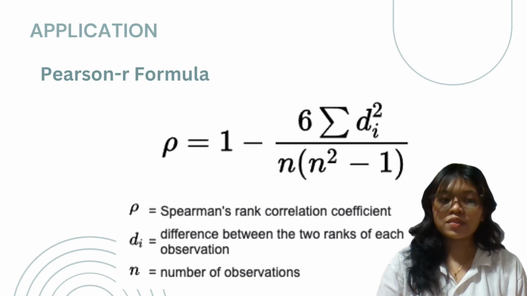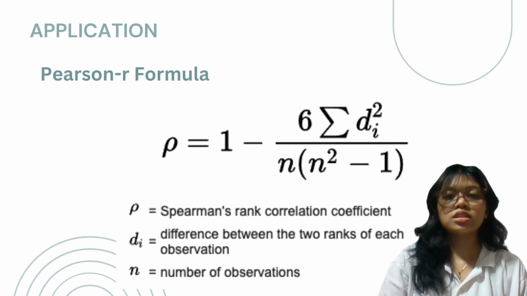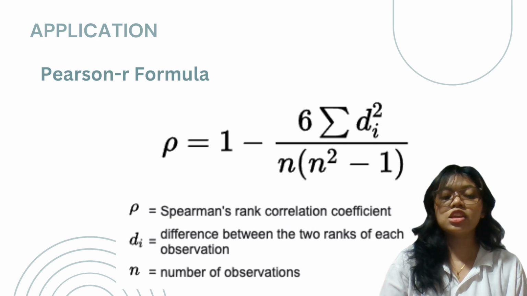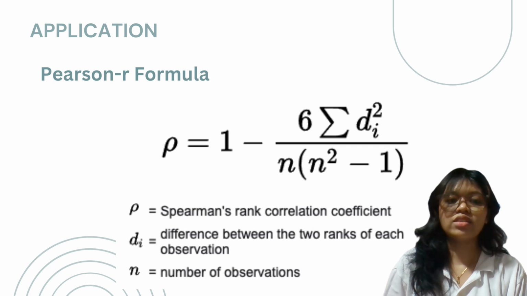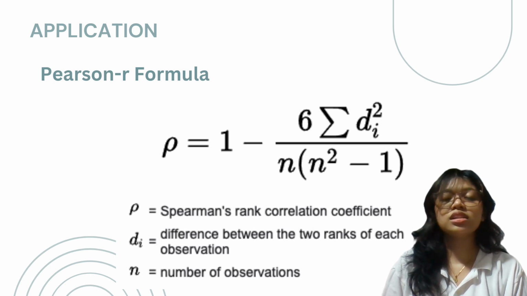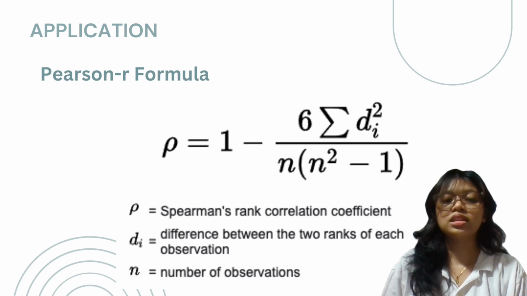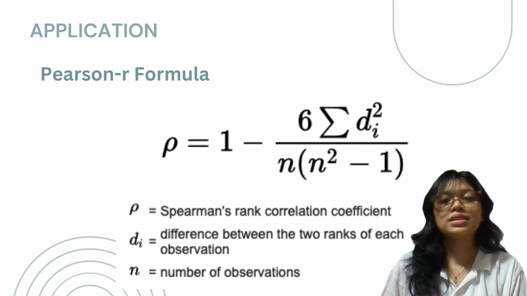Here we can see the formula for Pearson R. This formula calculates the linear relationship between two variables by dividing their covariance by the product of their standard deviations. So this standardization ensures that the value of R always lies between -1 and +1.